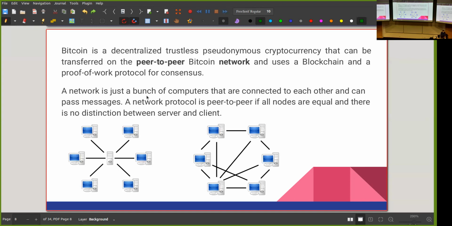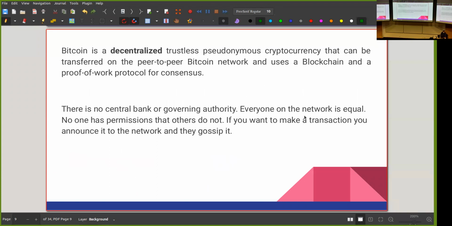But in the Bitcoin system, no one's special. Everyone is equal to everyone else. So you will just have a bunch of computers and some of them are connected to some of the other ones, and none of them have any special permissions. Okay. So now we know some of the words. We know cryptocurrency, we know peer-to-peer, we know what network is. Let's go on and let's define the other words.